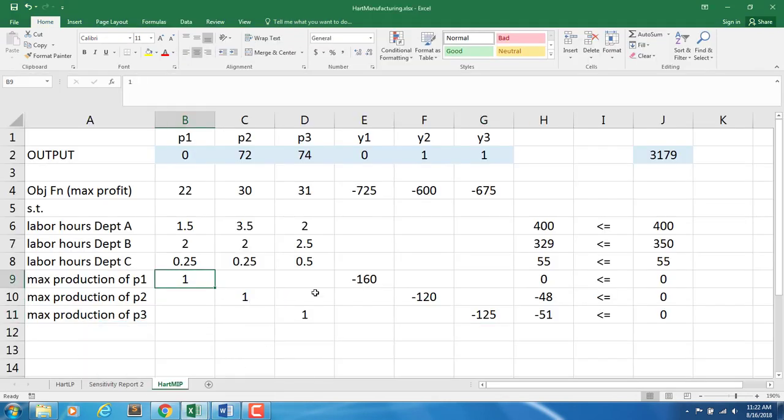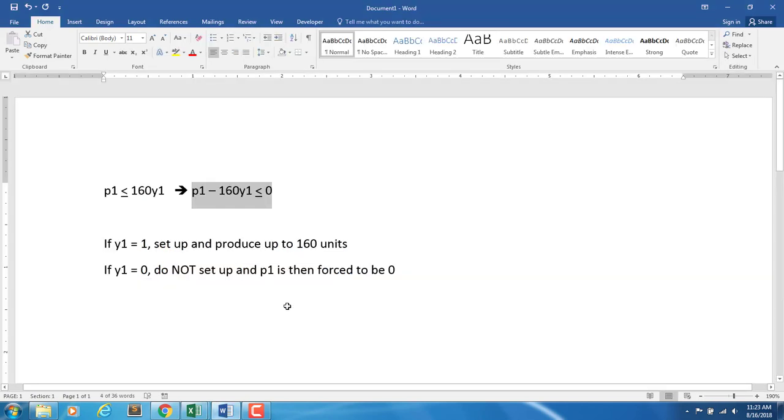There's a 1 in front of the P1, a negative 160 in front of the y1, and a 0 on the right-hand side. So that's what we're doing when we're doing these constraints with the negative. So hopefully that makes sense to you now, and you can understand it better.